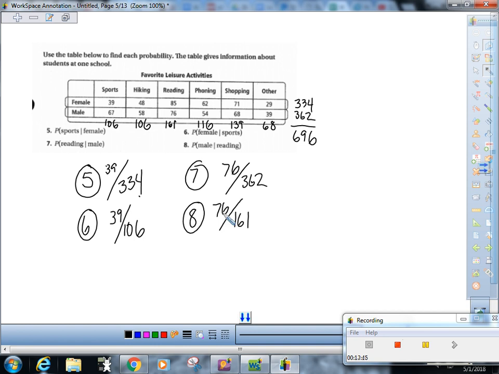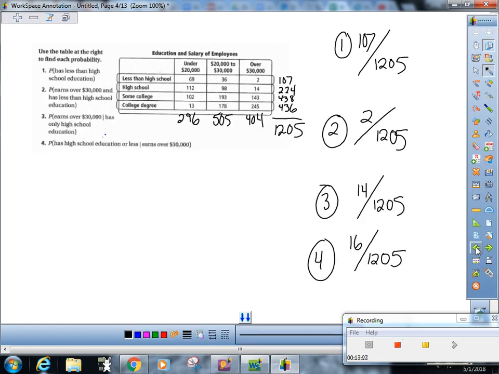What's the probability that someone enjoys reading given that they are male? Not very high. What's the probability that someone is a male given that they enjoy reading? That's much higher. And it's just the nature of what's tricky about this. And that's what makes me think I did this whole thing wrong. I think we should look at it again.